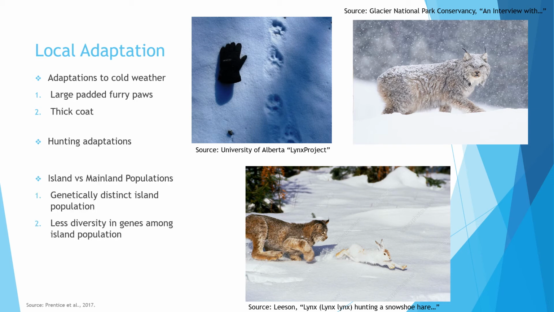Scientists compare mainland and island populations to see adaptations occurring in real time. Cape Breton Island populations are genetically distinct from the mainland populations. This means that there is an active occurrence of evolution occurring on the island, with the surrounding water acting as the barrier between the two populations. There's also less diversity in the genes among the island population as compared to the mainland population.